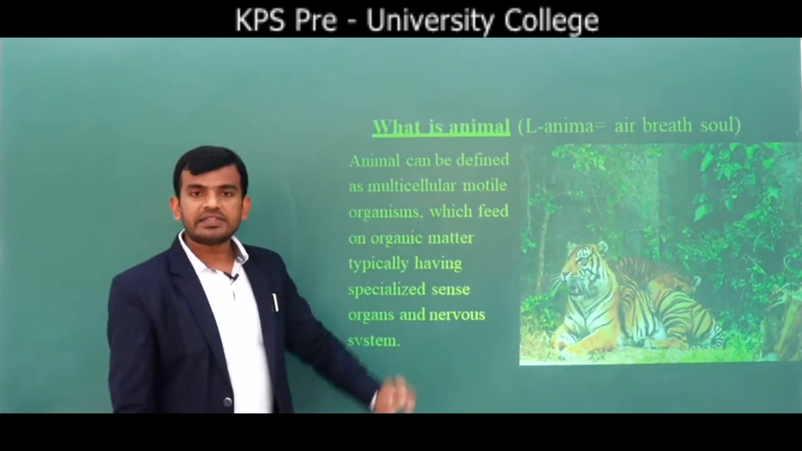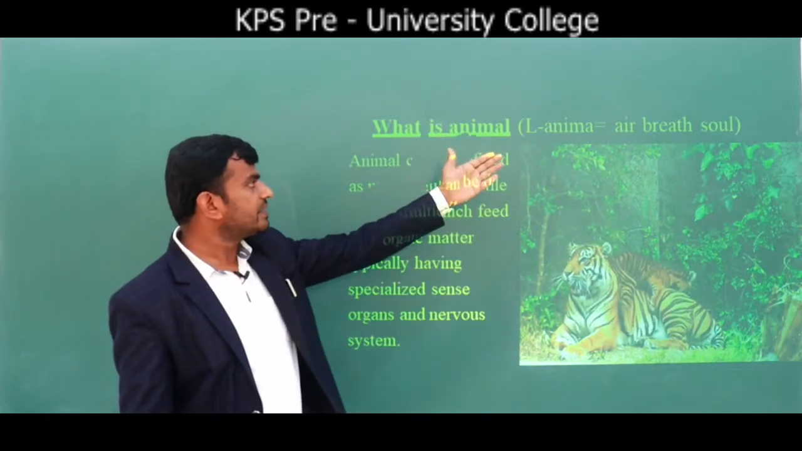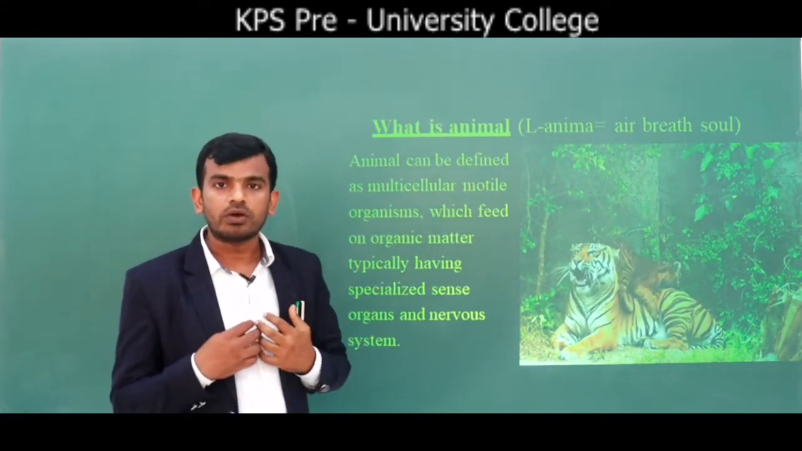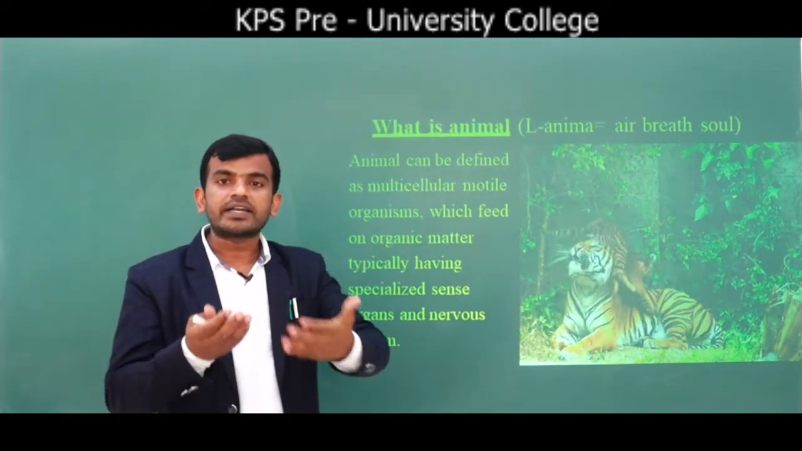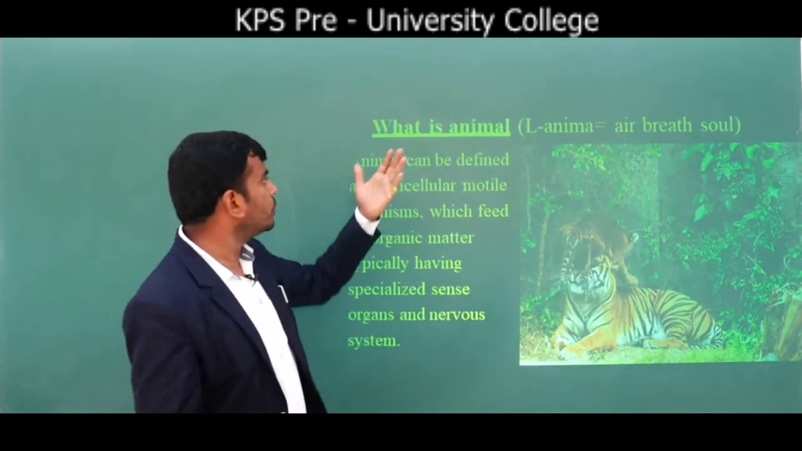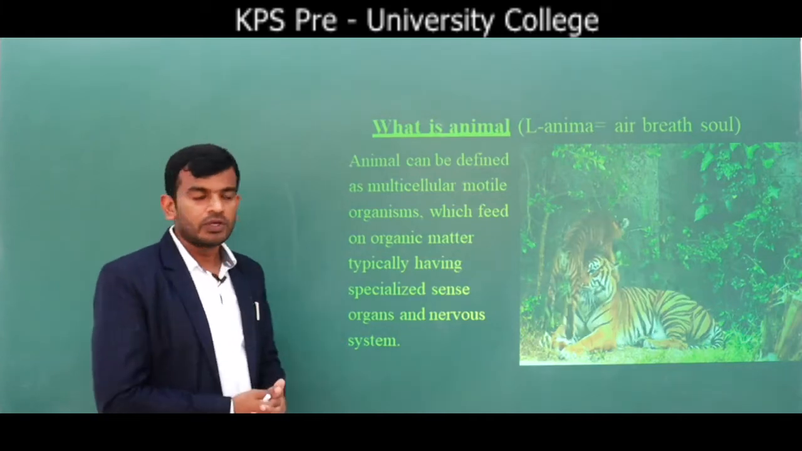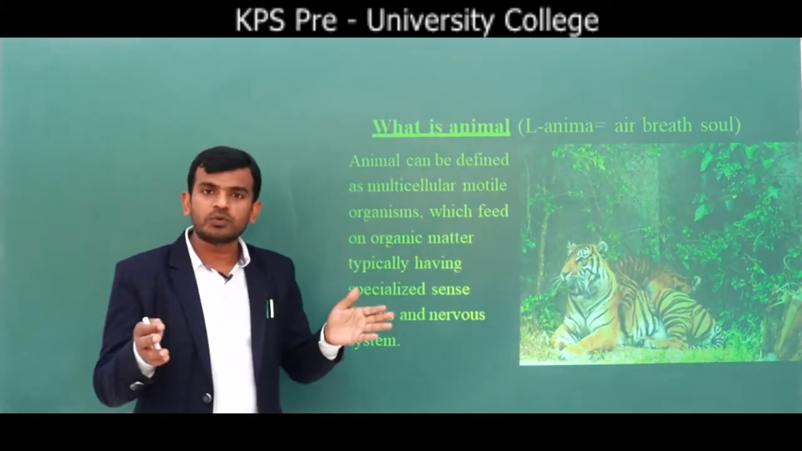So what is an animal then? In a Latin word, anima means air or breath or soul. Soul ಅಂದ್ರೆ ಏನು? ಆತ್ಮ ಇರೋದನ್ನ ಅನಿಮಲ್ ಅಂತ ಹೇಳ್ಬೋದು, ಅಥವಾ ಯಾವ ಆರ್ಗನಿಸಮ್ಸ್ ರೆಸ್ಪಿರೇಷನ್ ಇರುತ್ತೋ, ಬ್ರೀತಿಂಗ್ ಇರುತ್ತೋ ಅದನ್ನು ಕೂಡ ಏನಂತ ಹೇಳ್ಬೋದು? ಅನಿಮಲ್ ಅಂತ ಹೇಳ್ಬೋದು. So what is an animal? Animal is nothing but what?